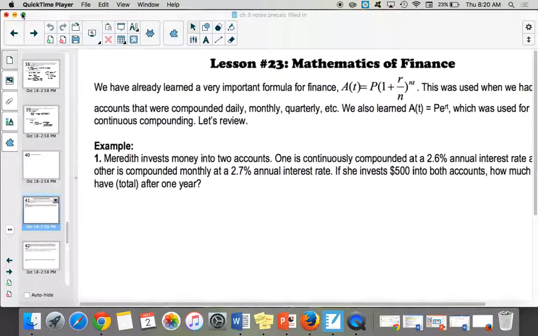This is on the mathematics of finance. Previously, like in Algebra 2, we always did the A of t equals P times 1 plus r over n, nt formula. And we would say things like, Colton invested $5,000, and then he waited 23 years before he took it out of that account. That's not really things that we do in real life. That doesn't make any sense, right? He doesn't just invest $5,000 and wait until that grows. We don't do that.